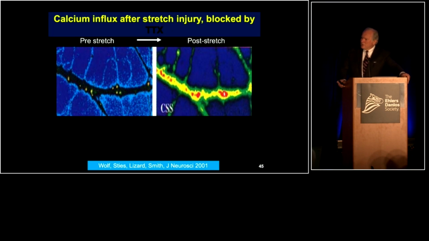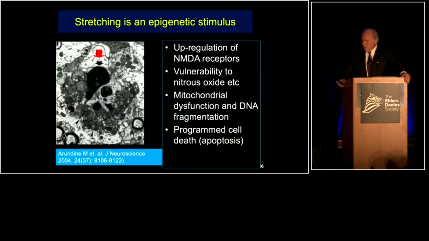And Wolf showed that if you stretch nerves, it alters the flux of the sodium through the nerve, that maintains the electrochemical gradient, leads to a massive calcium influx and injury to the nerve from that. And importantly, Arundine showed that if you stretch nerves, there's actually an epigenetic phenomenon where the stretch causes upregulation, causes the gene to produce more of certain proteins, for instance, N-methyl-D-aspartate, which is a learning hormone, but also makes the nerve more sensitive to nitric oxide and free radical species, and can trigger cell death.